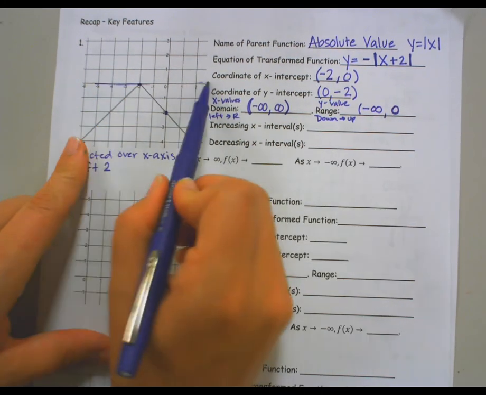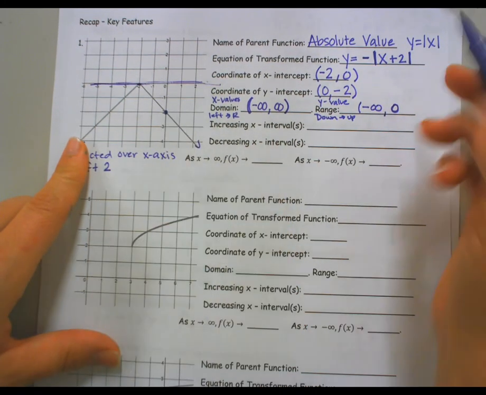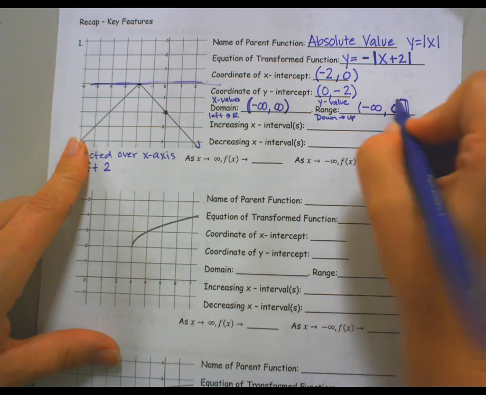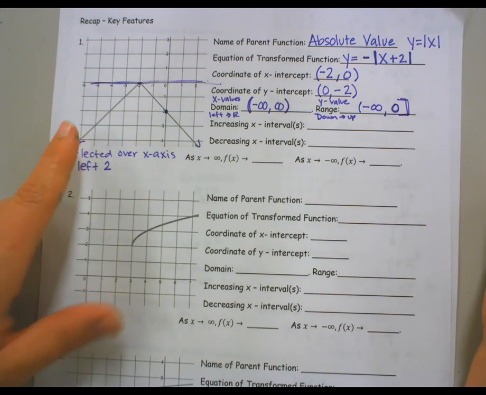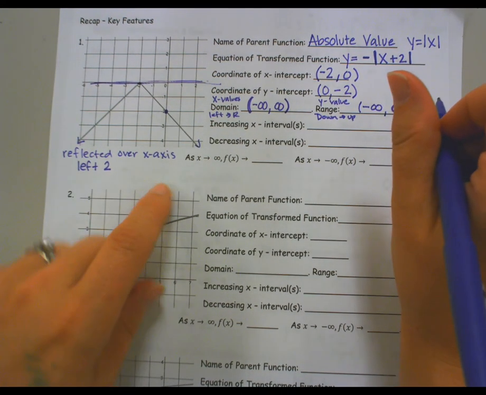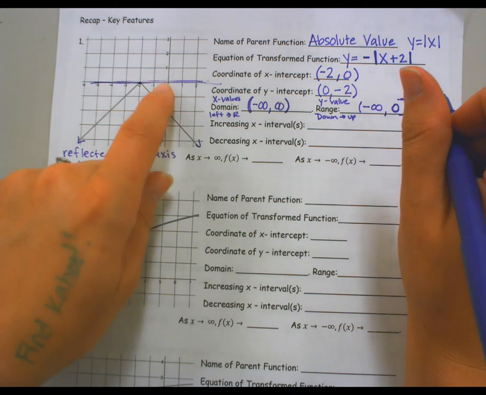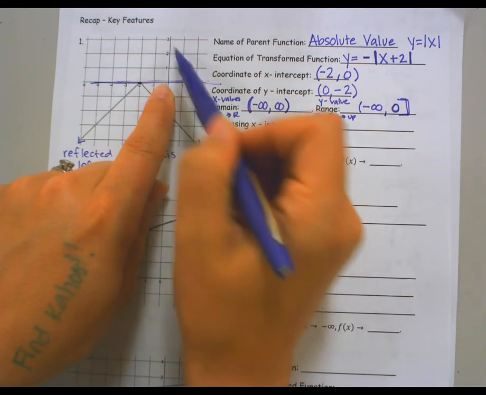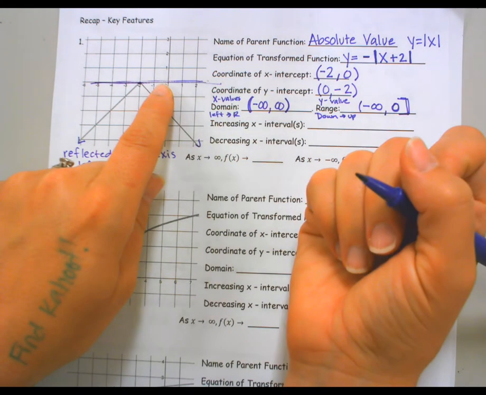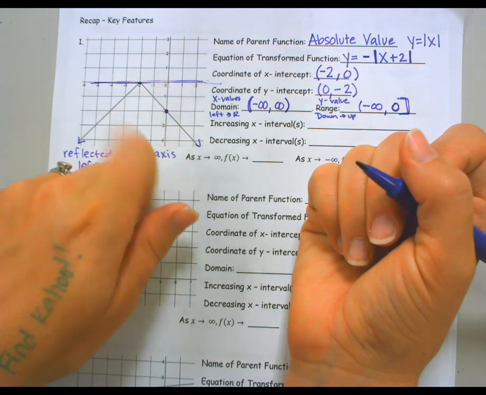This is the top of my y value. That means I'm going to put a bracket here. So my graph goes from all the negative y values until I get to 0, and then there's no other y values that are used to make this graph, this function.